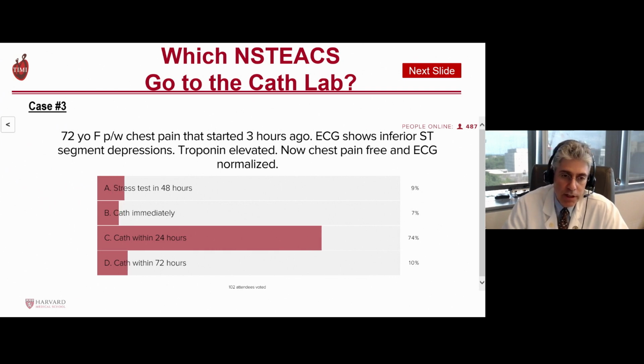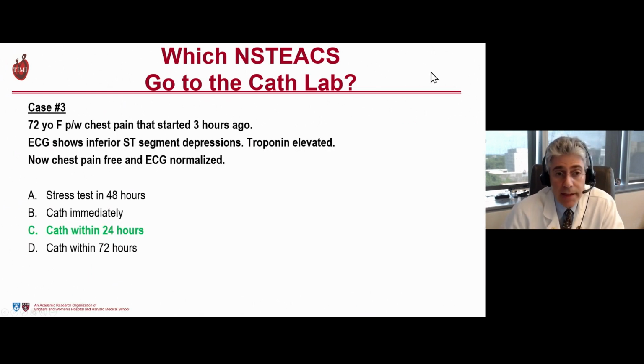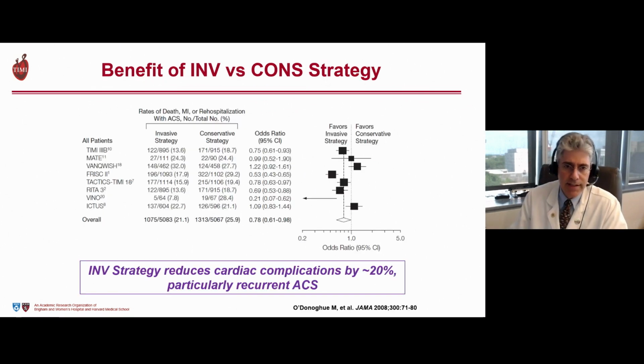Okay, I think we have a pretty clear winner here amongst the audience, and that's cath within 24 hours, with about 10% voting for the other options, each of stress test, cath immediately, or cath within 72 hours. Okay, well, I think that is the correct answer. I think there's certainly nothing wrong with cathing the person immediately, though that's easy for me to say as a non-interventional cardiologist. Cath within 72 hours, probably we'd want to do a little bit earlier for this person. And let's go over the data and see why that's the case.